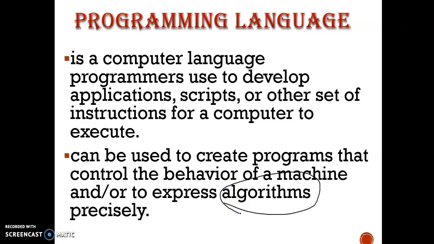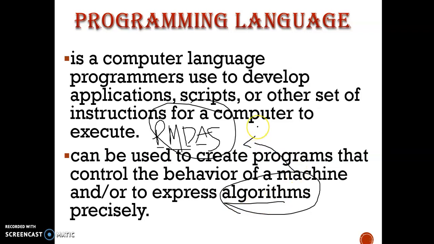Kumbaga sa mathematics, di ba? Sa mathematics, meron tayong tinatawag na PMDAS. Ibig sabihin, ang uunahin is yung nasa loob ng parentheses. PMDAS. This is for the math. Okay? So, kapag sinabing PMDAS, uunahin niya nasa parentheses, susunod multiplication, division, addition, and last yung subtraction. Sa computer or sa programming language, meron din tayong tinatawag na algorithm. Kasi itong PMDAS ay algorithm siya sa math na subject.